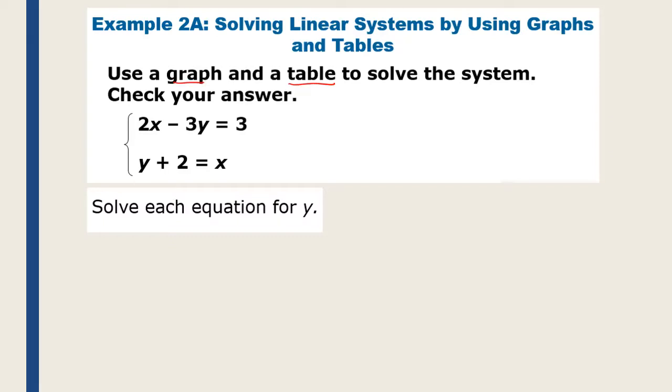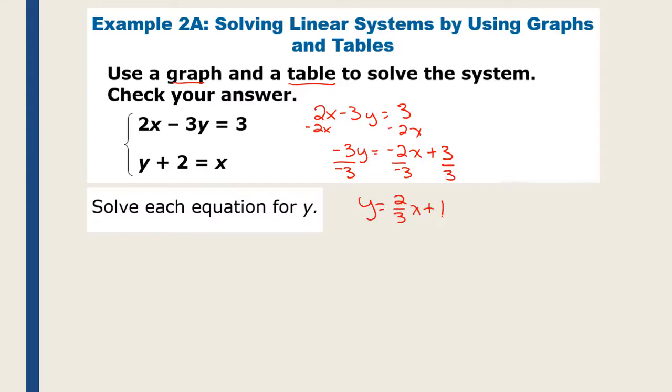The first thing that we want to do when we're solving a problem like this is solve each equation for y. So let's solve each one for y. 2x minus 3y equals 3. Let's subtract 2x from both sides. So it leaves us with negative 3y equals negative 2x plus 3. Divide both sides by negative 3, and we end up with y equals 2/3 x plus 1. Actually, I forgot the negative there, so it's a negative 1.